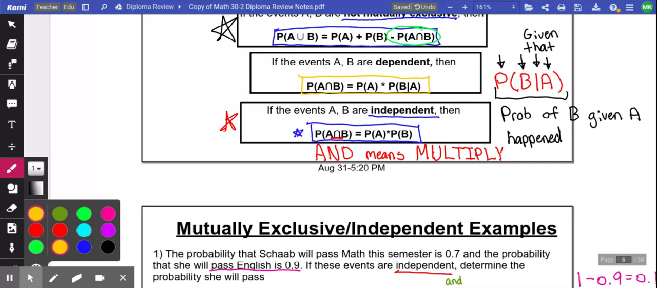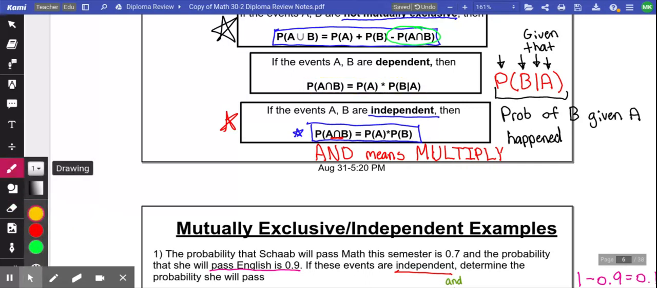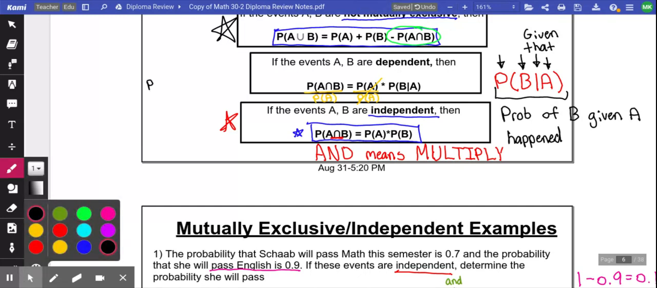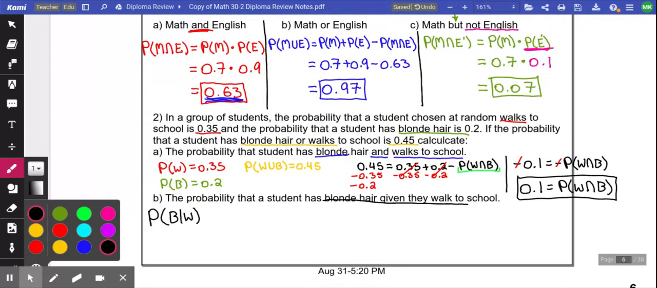You can rearrange that formula by dividing both sides by the probability of what's happened. So if I divide that to the other side, and that's the probability of what has happened, then that will cancel out and I will have a new formula. And that formula would be the probability of A and B divided by the probability of what's happened, which in this case is A, would equal the probability of B given A. This formula, which we just created, can then be applied to our question. The probability of blonde given you walk would be the probability of blonde and walking divided by the probability of what's happened, which is walking. That's what we were given.